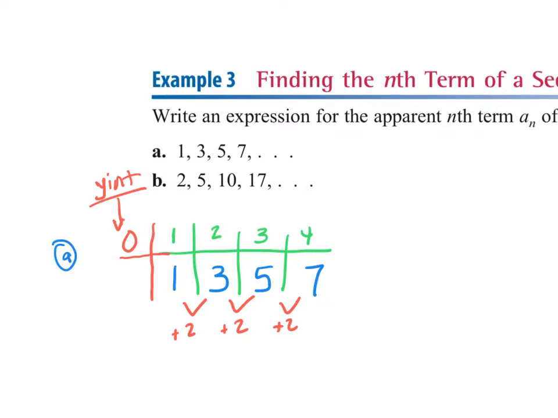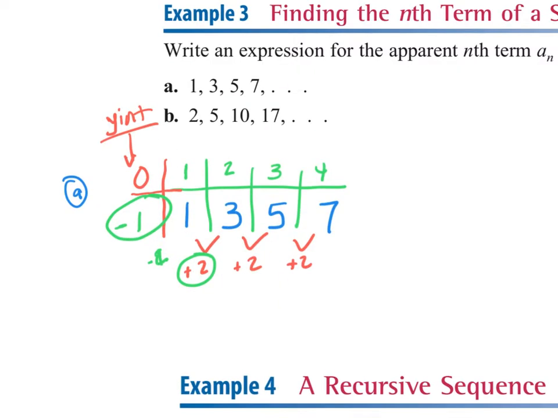So then I'm going to say, okay, what would my 0 term be? What would my y-intercept be? Instead of adding 2 to get to the next number, how would I figure out the one before it? You subtract 2. So what is 1 minus 2? Negative 1. All right, so these two pieces of information are extremely important in writing this sequence.